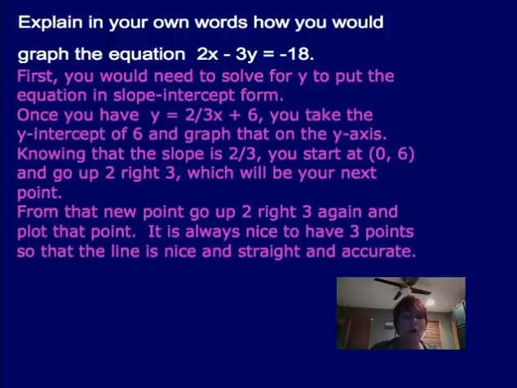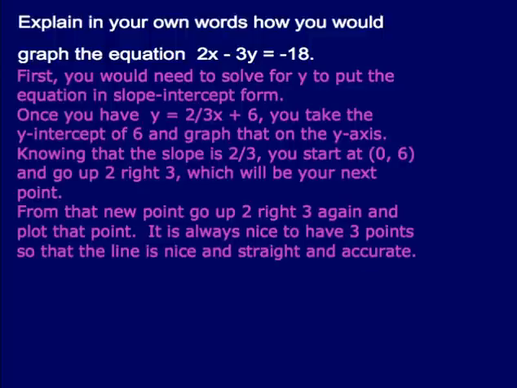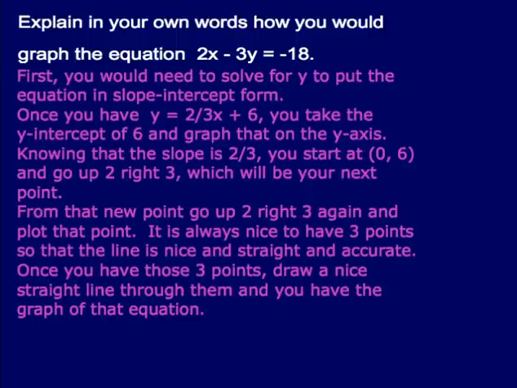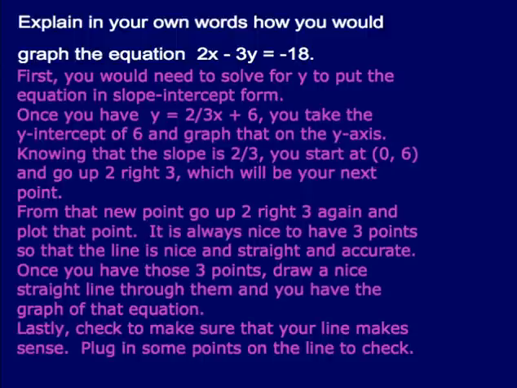From that new point, go up 2 and right 3, then go up 2 and right 3 again and plot that point. It's always nice to have 3 points so that the line is nice and straight and accurate. Once you have those 3 points, draw a nice straight line through them and you have the graph of that equation. Lastly, check to make sure that your line makes sense. Plug in some points on the line to check.